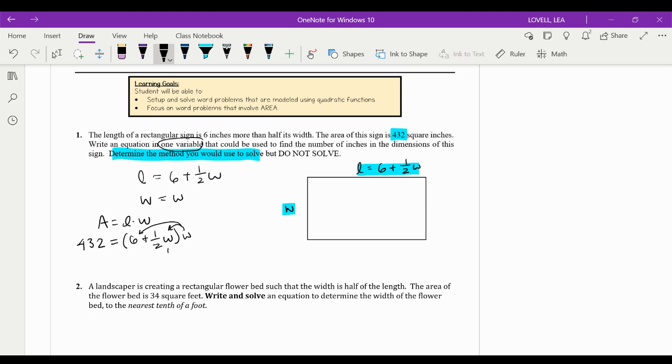But we're going to take our equation, 432 equals 6W plus 1/2 W squared. And that is going to be our equation. So this would be our equation.